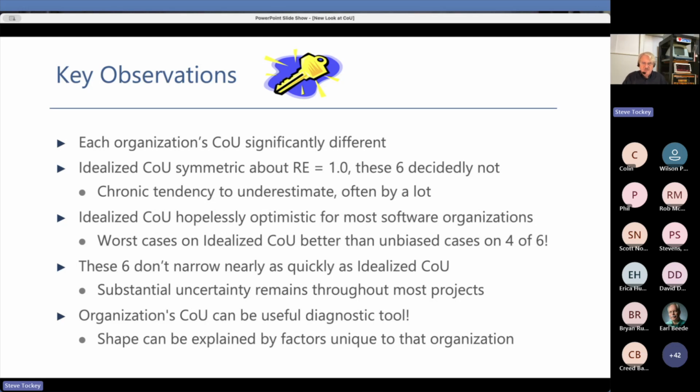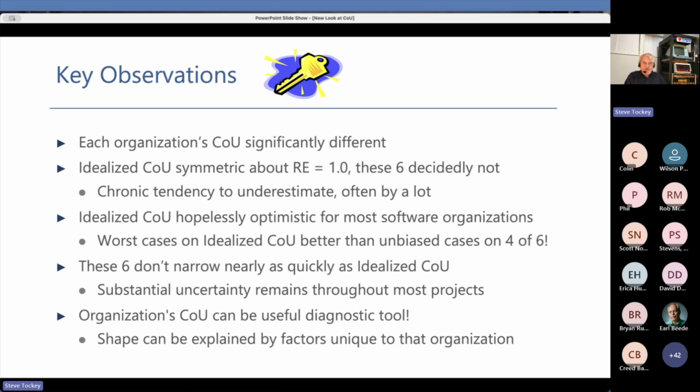The other message is that these 6 do not narrow nearly as quickly as that idealized one. That idealized one started off fairly wide, but then narrowed quite quickly. But what we're seeing in reality is that substantial uncertainty remains throughout most of software projects. And finally, hopefully you started to get a hint of this as I was going through, an organization's cone of uncertainty can actually be a useful diagnostic tool.